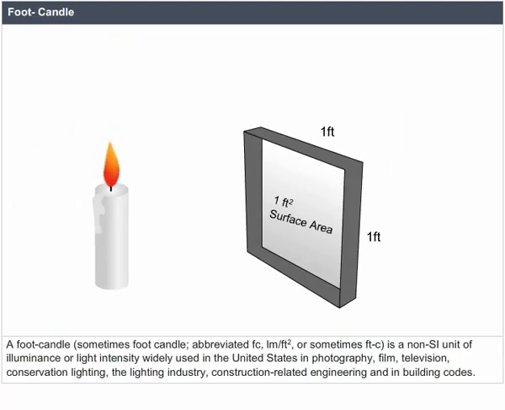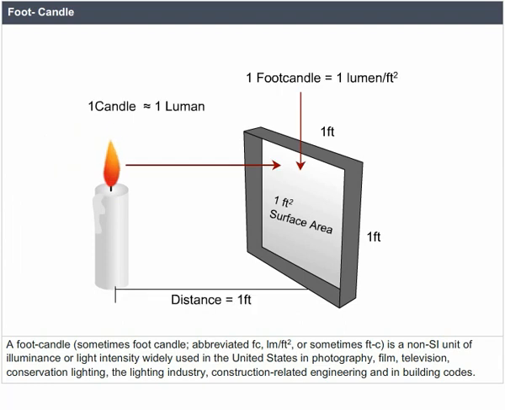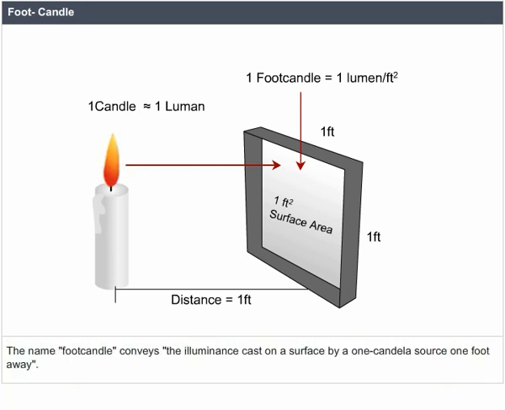Foot candle. A foot candle, abbreviated FC or lm per square foot, or sometimes foot-c, is a non-SI unit of illuminance or light intensity widely used in the United States in photography, film, television, conservation lighting, the lighting industry, construction-related engineering, and in building codes. The name foot candle conveys the illuminance cast on a surface by one candela source 1 foot away.